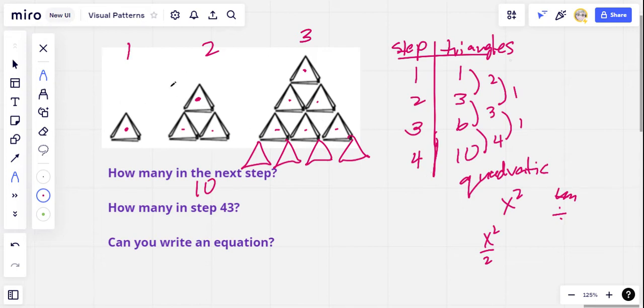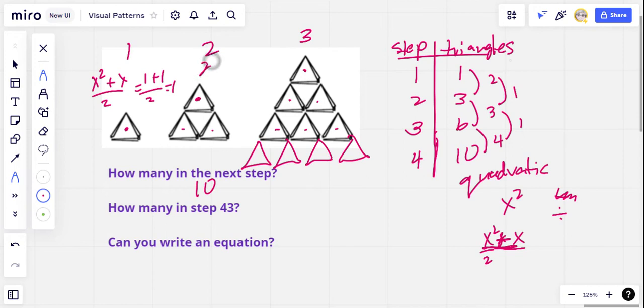One number that changes every step is the step number. So what if we added in another x here. Let's see how that works. So if we've got x squared plus x over 2, that would be 1 plus 1 divided by 2. So that would be 1. It works for the first one. Let's try the second one.